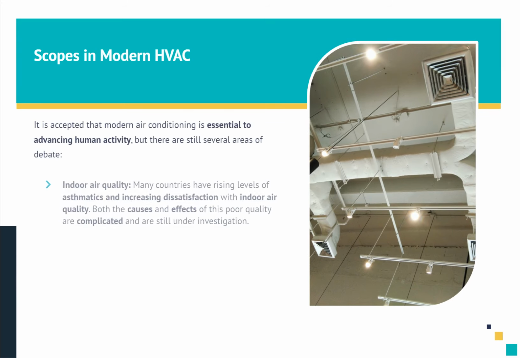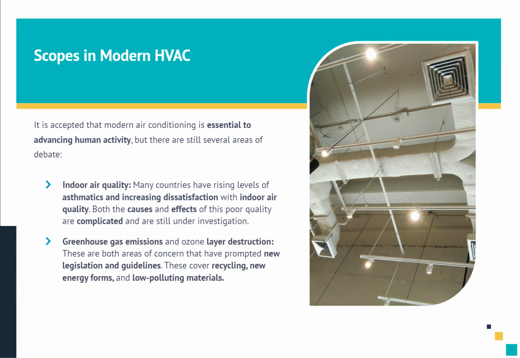Scopes in modern HVAC. It is accepted that modern air conditioning is essential to advancing human activity, but there are still several areas of debate. Indoor air quality. Many countries have rising levels of asthmatics and increasing dissatisfaction with indoor air quality. Both the causes and effects of this poor quality are complicated and are still under investigation. Greenhouse gas emissions and ozone layer destruction. These are both areas of concern that have prompted new legislation and guidelines. These cover recycling, new energy forms, and low-polluting materials.